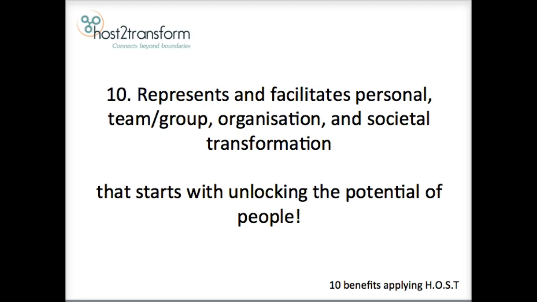Let's see. The 10th reason why you should apply HOST, and that is beneficial for you as well as your team or your organization, the classroom you work in, your students, your clients, or your peers, or your other stakeholders, I forgot to mention, is that it represents and facilitates transformation on multiple levels: on a personal level, on a team level, on an organizational level, and even on a societal level.